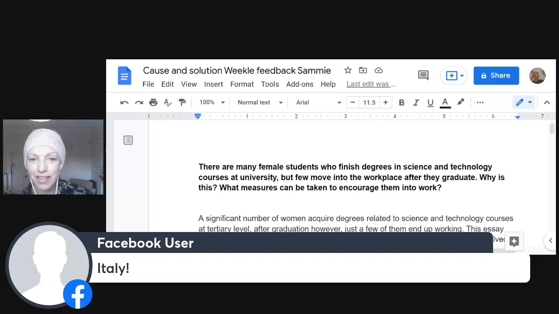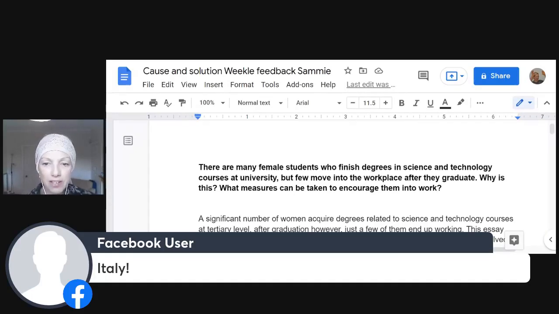So this question, let's have a look. There are many female students who finish degrees in science and technology courses at university, but few move into the workplace after they graduate.